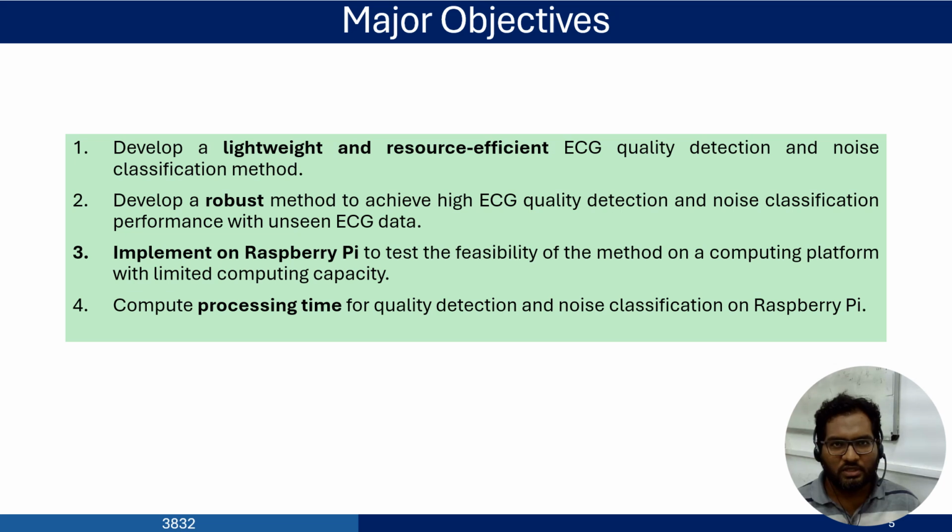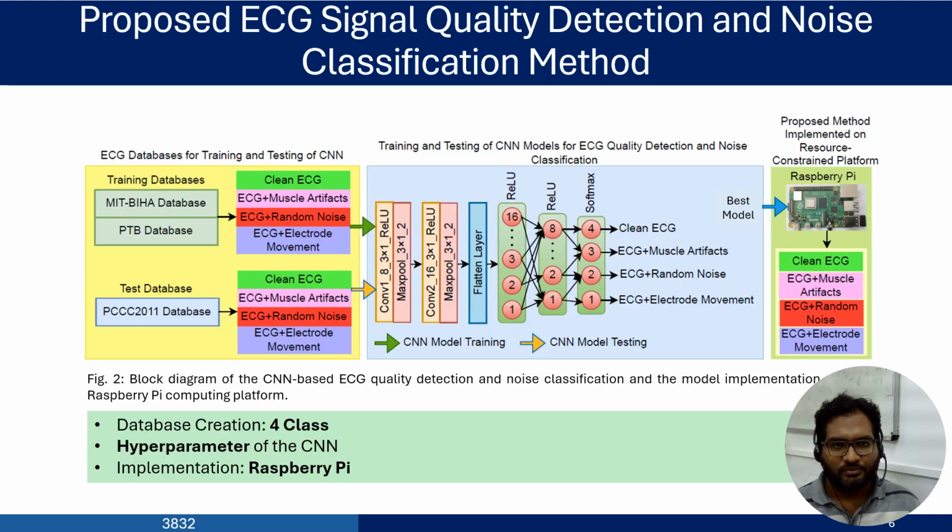So the major objectives of our work include the development of a lightweight and resource efficient ECG quality detection and noise classification method, developing a robust method to achieve high ECG quality detection and noise classification performance with unseen ECG data, implementing on Raspberry Pi to test the feasibility of the method on a computing platform with limited computing capacity, and computing the processing time for quality detection and noise classification of 5-second ECG signals on the Raspberry Pi computing platform.